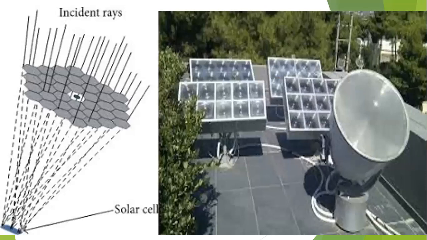Incident rays will be striking the Fresnel lens, and these are all refracted. This is the refraction principle, refracted onto the solar cell, and the solar cell will be transmitting the energy. So this is the clear image of the Fresnel lens. This is the container outside, and these are absorber tubes connected to various panels and various utilization points.